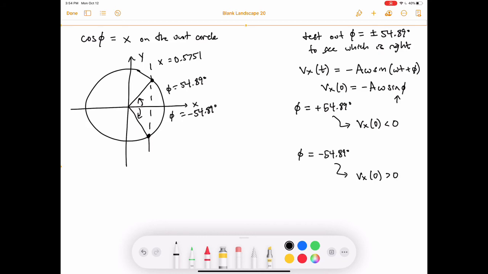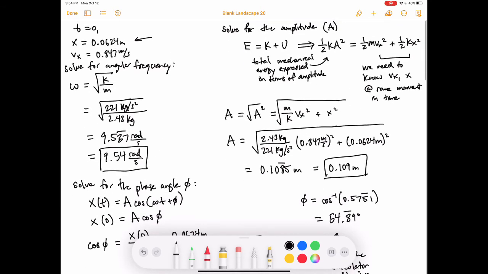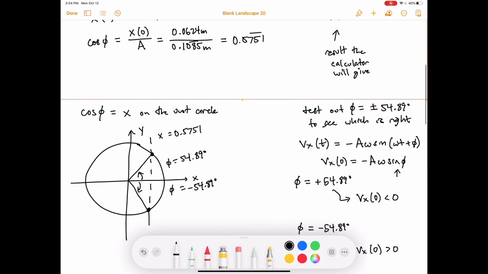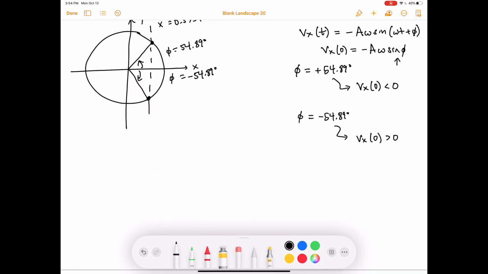Now the velocity at t equals 0 should be positive, right? So the angle that gives us a positive velocity is the one we want. So this is correct. This works. This one does not work. So in other words, the answer the calculator gave us was wrong. It's this one that we had to do a little bit of extra thinking to see was even a possibility that is correct. Okay?